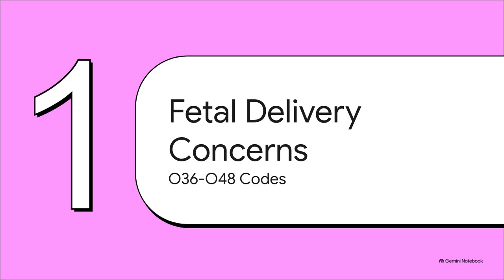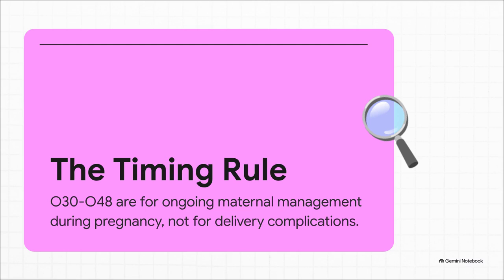All right, Section 1, Fetal and Delivery Concerns. Specifically, we're looking at the O36 through O48 categories. This range is absolutely crucial because it covers maternal care for things like multiple gestations, suspected fetal anomalies, and delivery risks. Now, the absolute most critical thing to grasp here is the timing rule.